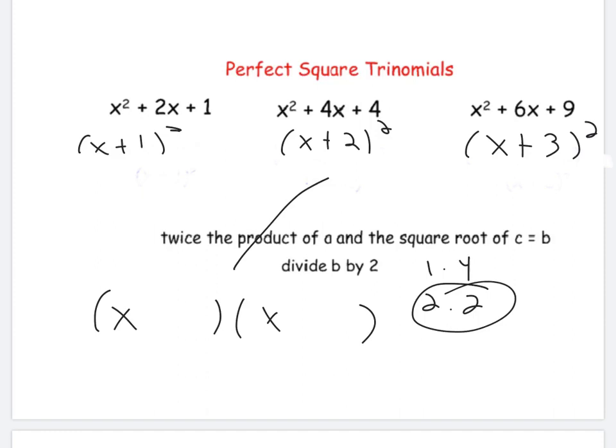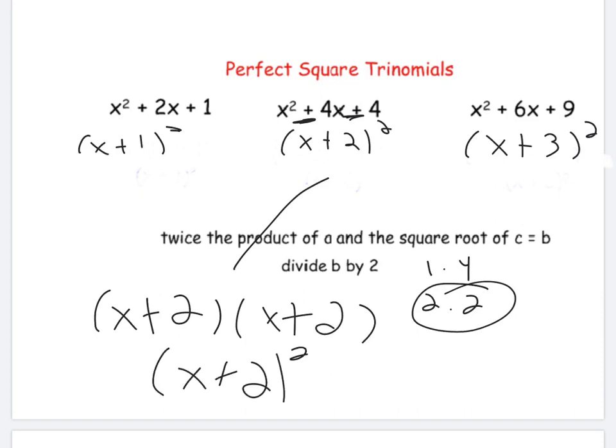So this tells me that both signs are the same. This tells me that they're both positive, so it's going to be x plus and x plus. And my factors are both 2, so it's going to be x plus 2 and x plus 2, which simplifies to x plus 2 squared. So either way, I would eventually get the same exact answer, even if I did not recognize that all three of those were perfect square trinomials.